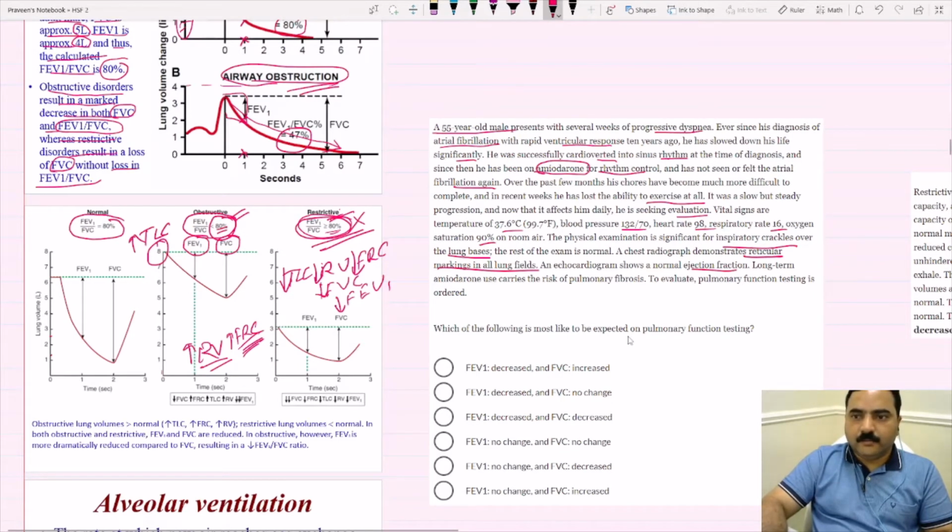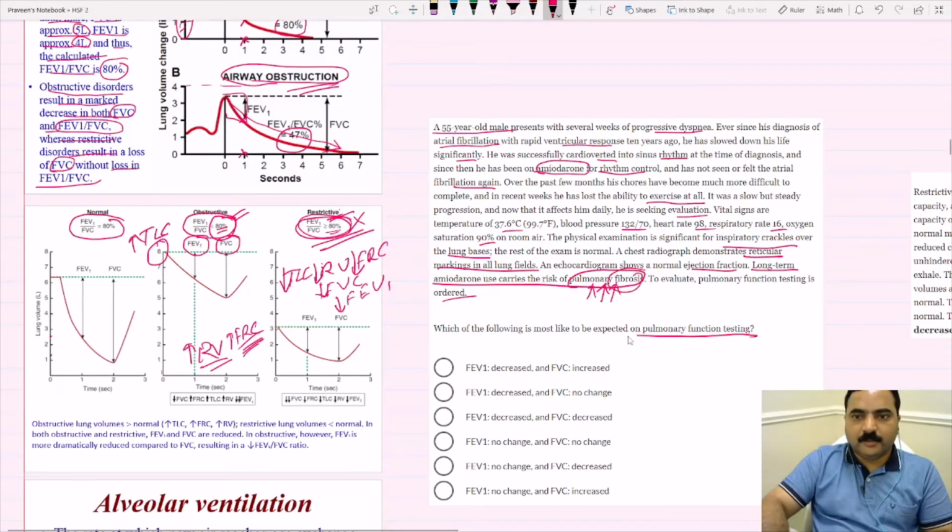Also, the question is directly giving you that long-term amiodarone use carries the risk of pulmonary fibrosis. So the patient is using amiodarone, and this amiodarone use is causing what? Pulmonary fibrosis. This is the key for you. So to evaluate, a pulmonary function test is ordered. Now which of the following is most likely to be expected on the pulmonary function test?